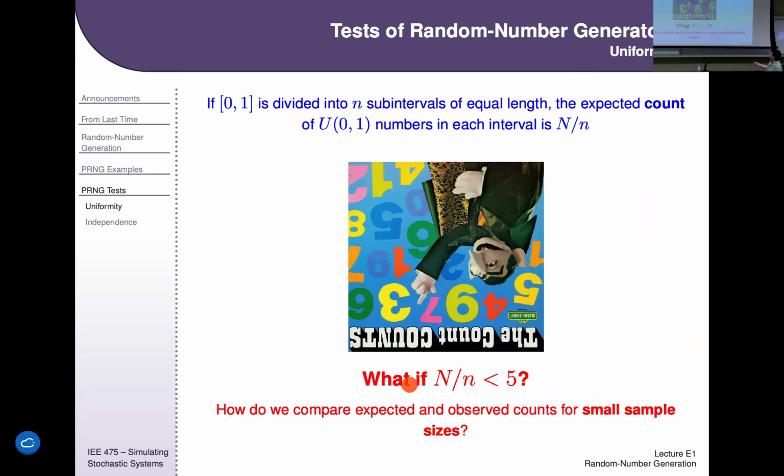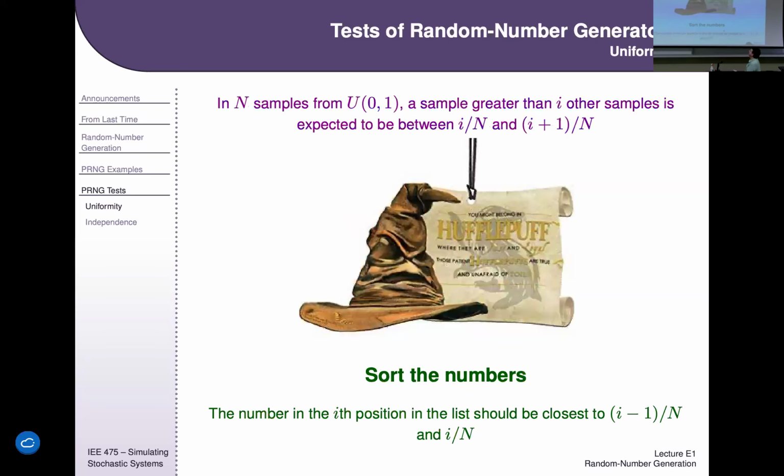So this question is, well, what if big N over little n is less than 5? We cannot use the chi-squared in that case. We'll talk about why after the midterm. But there is a high-powered test we can use that just happens to not be great when n is very large. And that is the Kolmogorov-Smirnov test. And it's basically based on not binning the numbers, but sorting the numbers, thus the sorting hat.